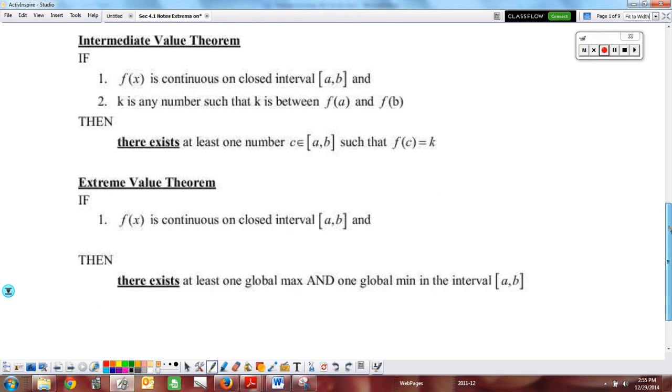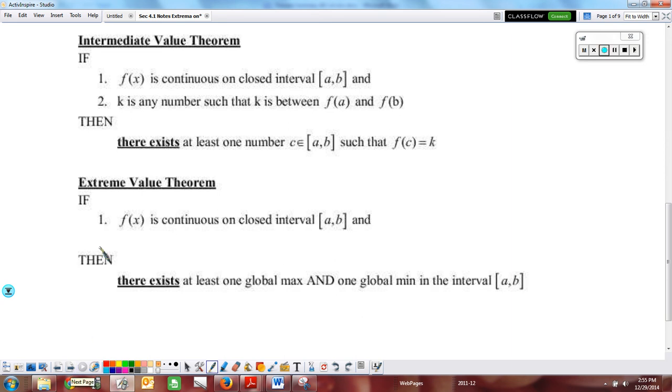What we're going to be looking at first in this first section, section 4.1, is the next existence theorem, which is called the extreme value theorem, which is fairly straightforward. It says that if we have a function that is continuous on a closed interval, so notice that the number 1 here and number 1 here are the same, but that's the only condition we need for the extreme value theorem. So if we have a continuous function on a closed interval, then we are guaranteed that there exists a global max and a global min in the interval. Could be more than one, but there must be at least one global max and one global min.